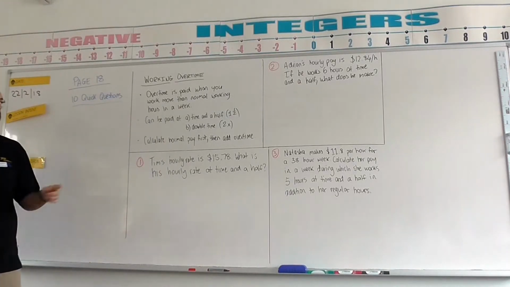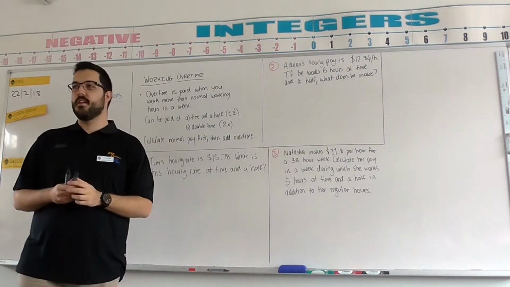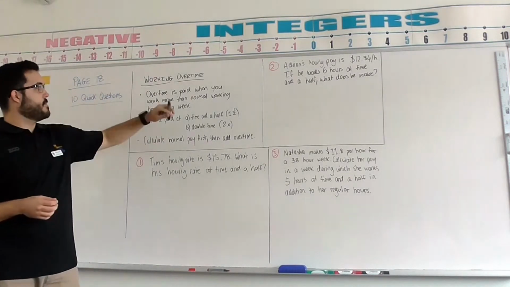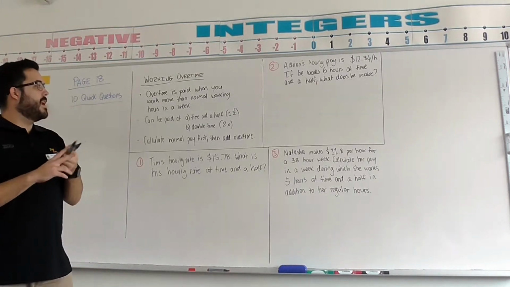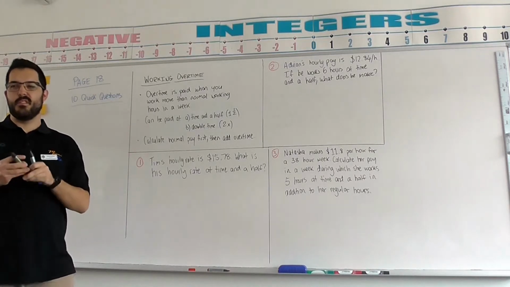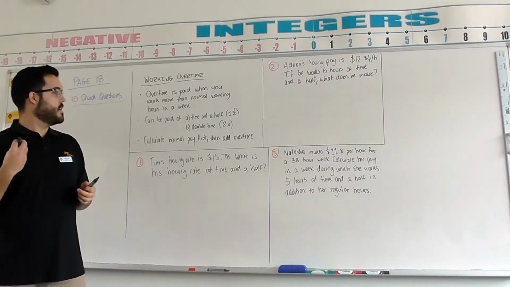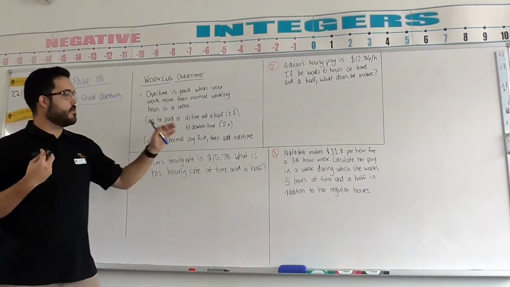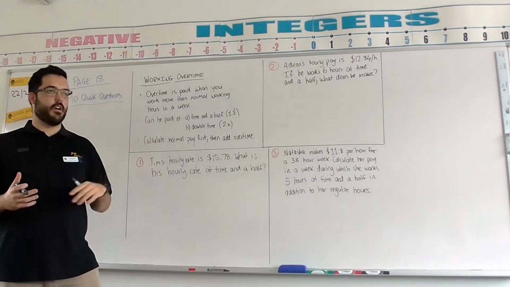The next thing we're going to be looking at is working overtime. I think you're all pretty familiar with the idea of overtime. Overtime is paid when you work more than normal working hours in a week, and it can be paid at time and a half or double time. You used to be able to get paid double time and a half, but that's all gone now, unfortunately. So you calculate your normal pay first, if you have a normal pay to calculate, and then you add the overtime at the end.